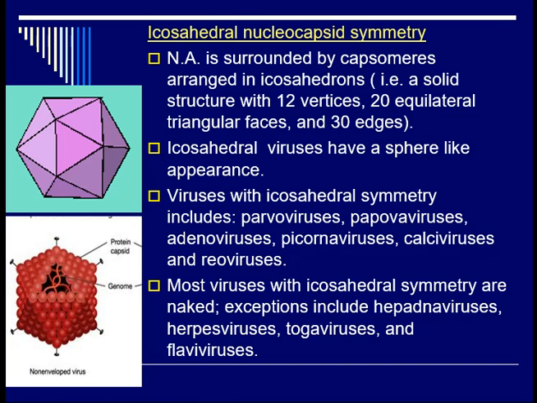Viruses with icosahedral symmetry include parvoviruses, papovaviruses, adenoviruses, picornaviruses, caliciviruses, and reoviruses. Most viruses with icosahedral symmetry are naked. The exceptions are hepadnaviruses, herpesviruses, togaviruses, and flaviviruses.